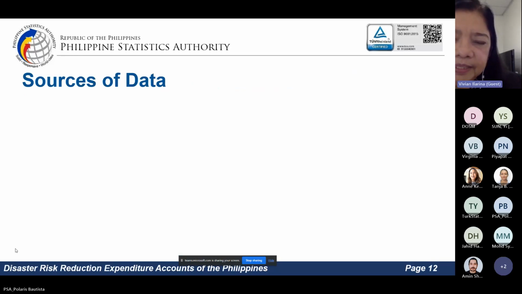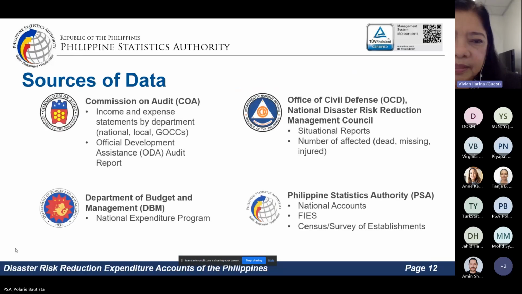Now, we have identified the different sources of data. At the onset of the compilation of the DRRE accounts, the first step is to really assess whether data are available. If data are not available, what do we do next? So we look at all these data sources in terms of the disaster expenditures. First, for the government expenditure, we have the Commission on Audit. The Commission on Audit is the agency that audits all government agencies, and they have information in terms of the financial statement of expenditures, and also we have information on official development assistance audit report.